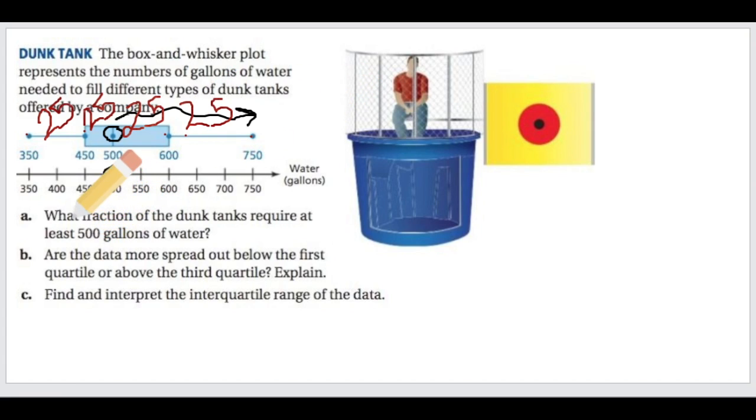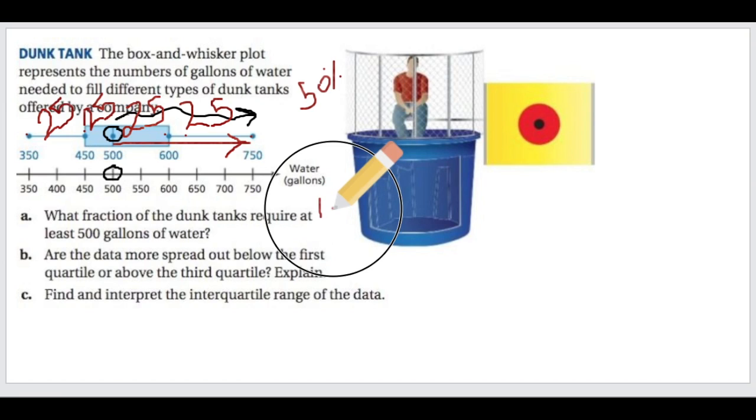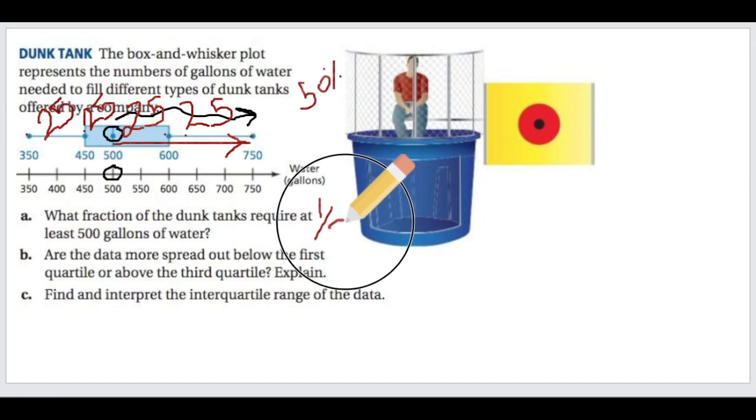So what this question is asking is, what fraction of the dunk tanks requires at least 500 gallons of water? Well, if 500 is right here, and I'm talking about all the values from 500 to 750, the fraction of that is going to be 25 plus 25, which is 50%. Sorry, this is really hard to write. And 50% is a half, so I could say that a half of my dunk tanks are going to need at least 500 gallons of water.